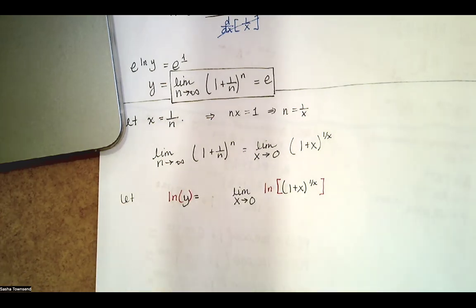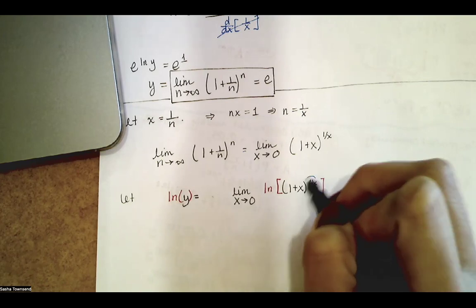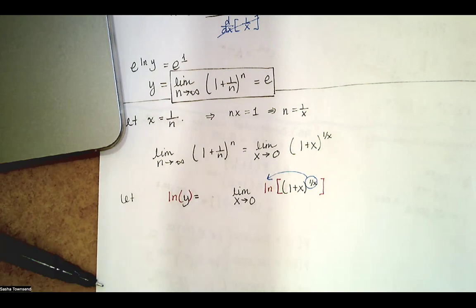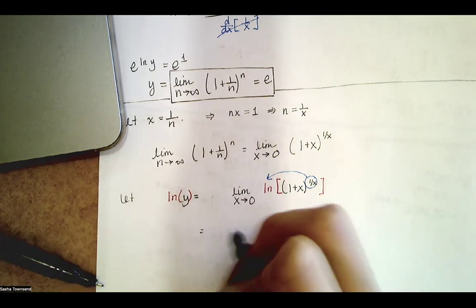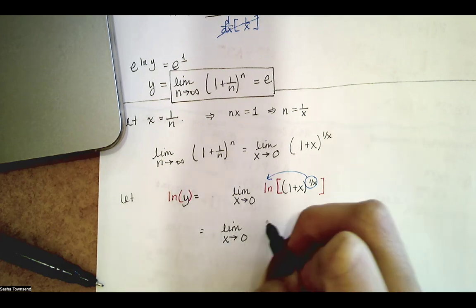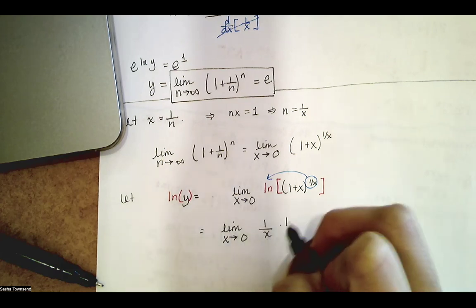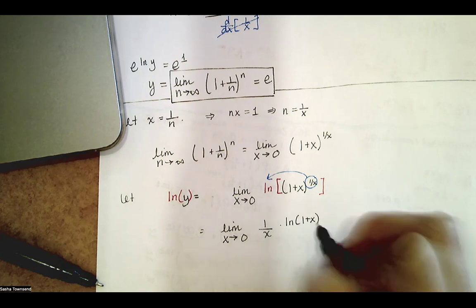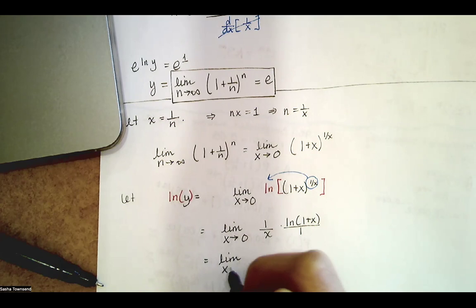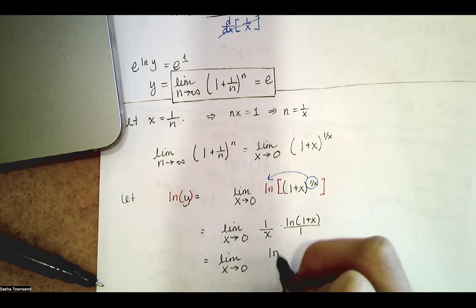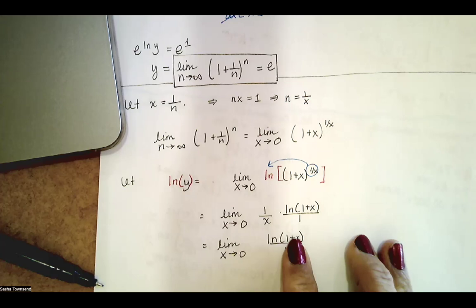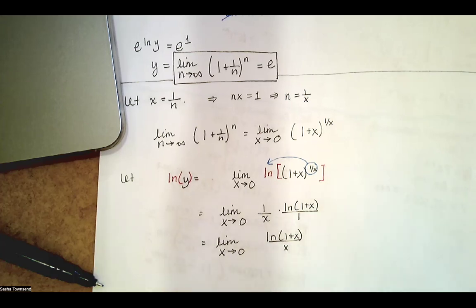And then just like last time, because we've got the log of a to some power, we can bring that power out front. So this is the limit as x approaches 0 of 1 over x times natural log of 1 plus x. And if you want, you can multiply straight across. You have a natural log of 1 plus x divided by x. So this is a 0 over 0 indeterminate form.